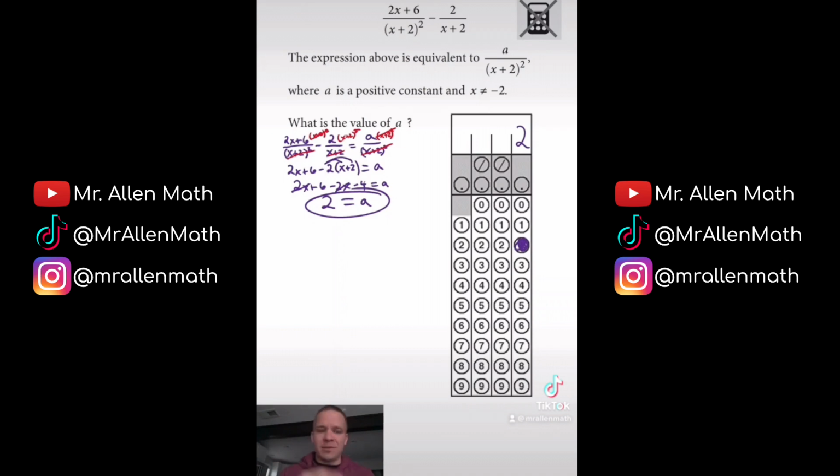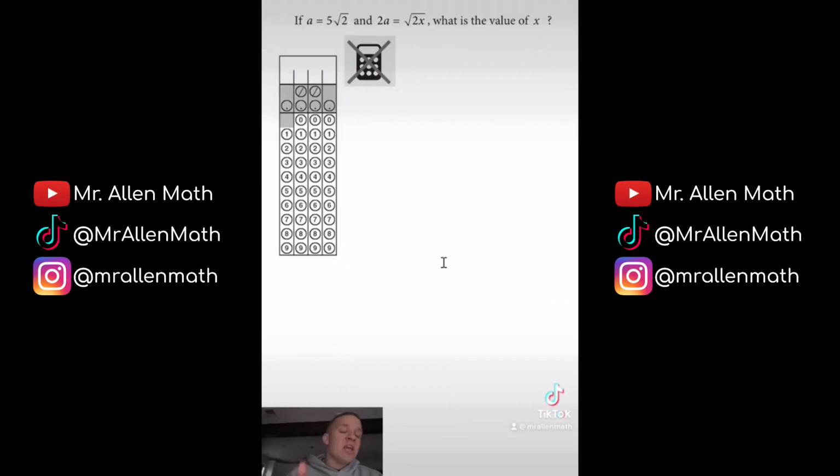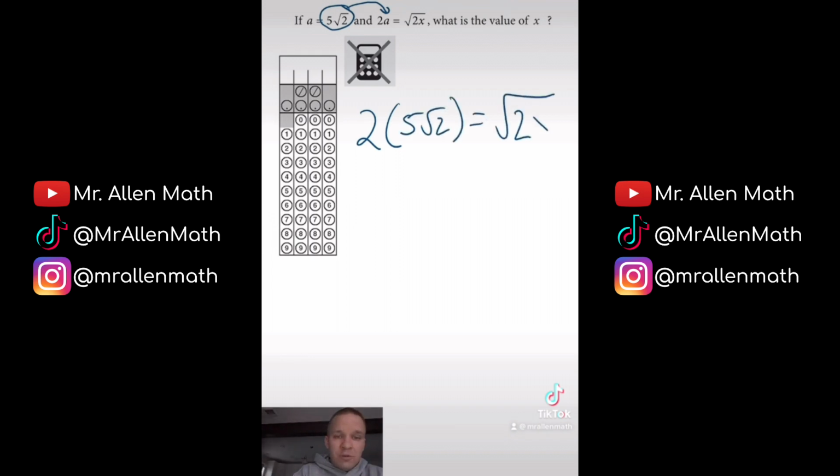If a equals 5 root 2 and 2a equals root 2x, what is the value of x? Well, perhaps I can go ahead and substitute this right here in for a into that second equation there. So that would mean I'd have 2 parentheses and then 5 root 2 equals square root of 2x. All right. Well, I could multiply 2 and 5 together to get me 10 root 2 equals root 2x.